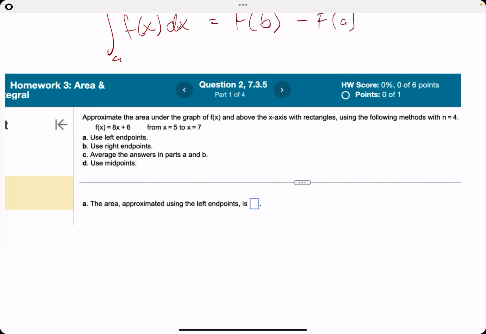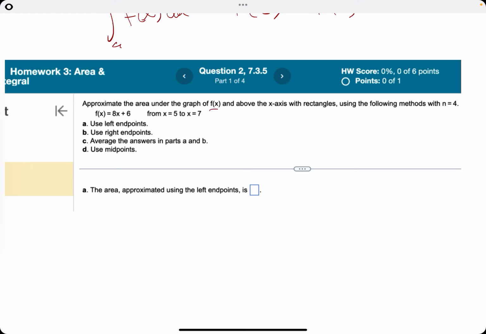Number 2, approximate the area under the graph of f and above the x-axis with rectangles with n equals 4. And we have our f and our bounds, 5 to 7. We are using left and right endpoints, and then averaging the two answers, then using midpoints. Okay, so let's talk about how to go about this.